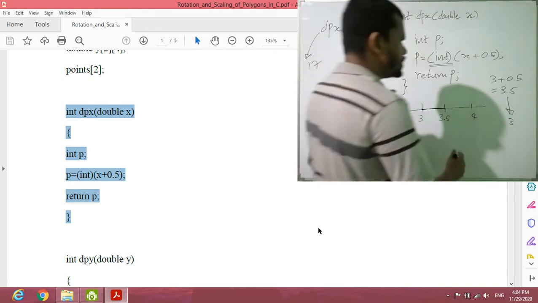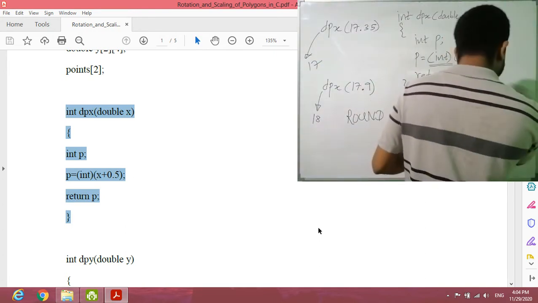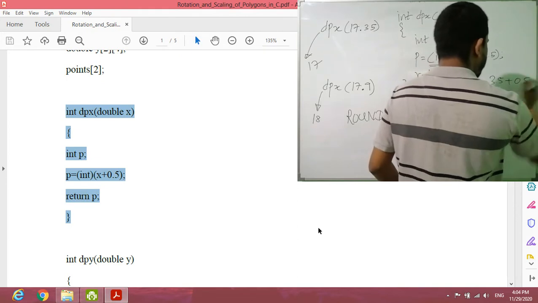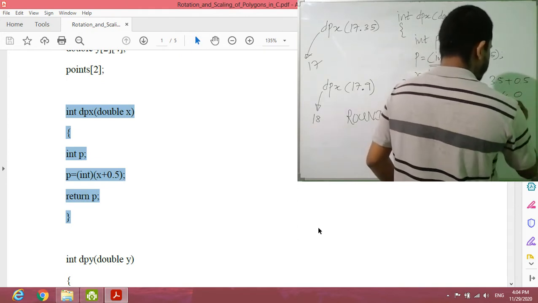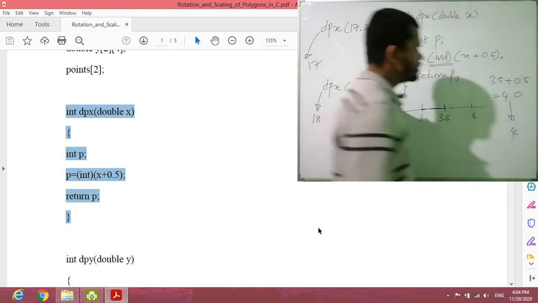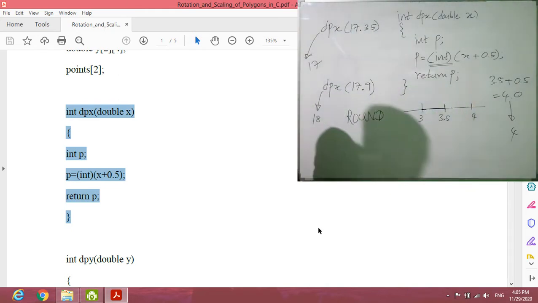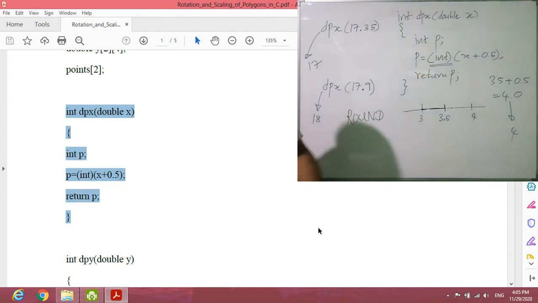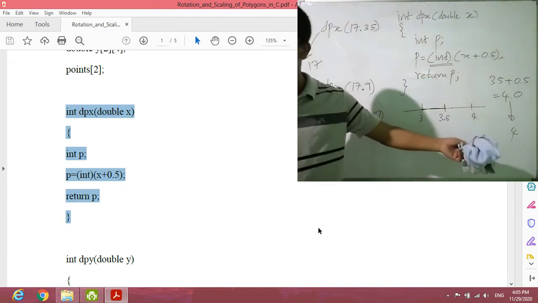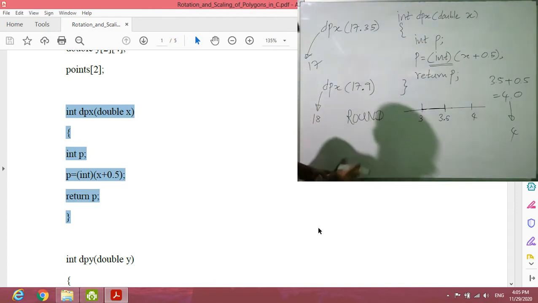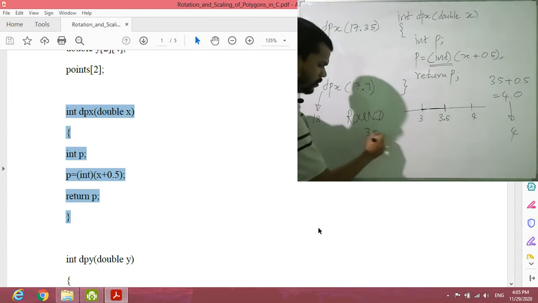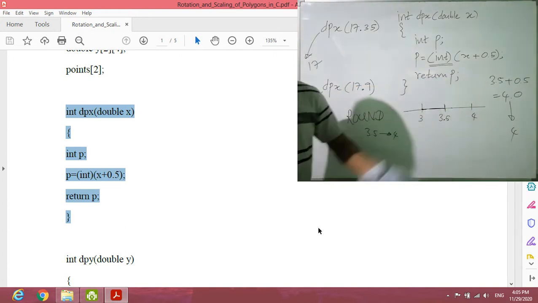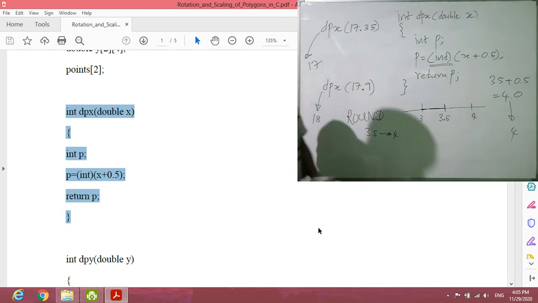Now what happens if it is 3.5? We add 0.5, we get 4.0, discard the fractional part, it will become 4. That means 3.5 will be rounded, and its nearest integer is 4. In mathematics, you round 3.5 to 4. Same thing you can achieve using this function.